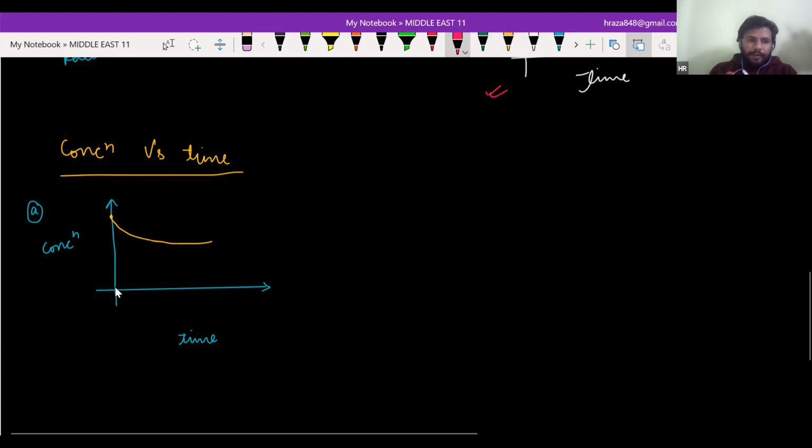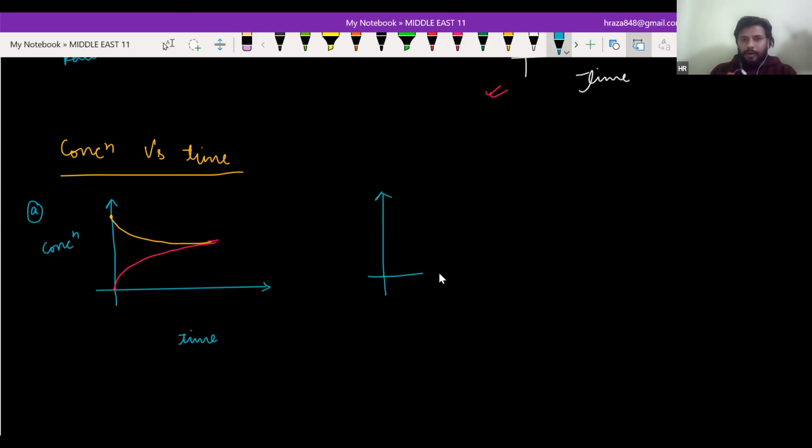Tell me, Fawaz and Saif, the yellow or the pink one, which one is for the reactant and which one is for the product?